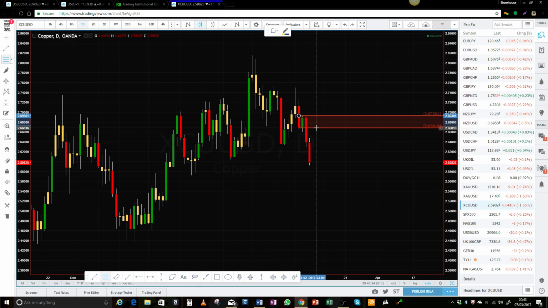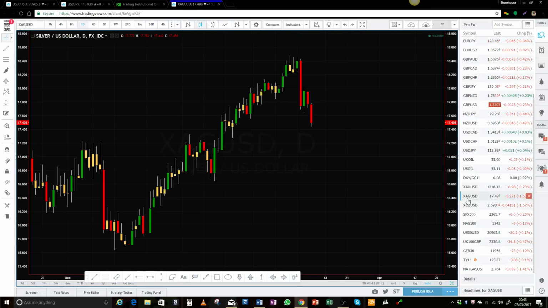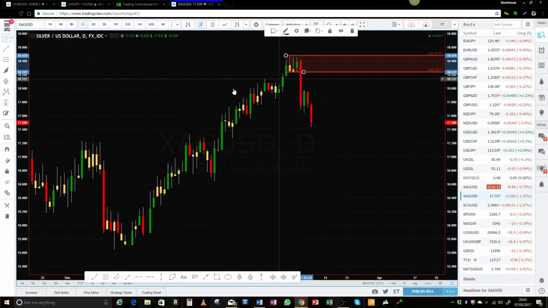We have a supply zone created over the last couple of days, and we have demand down in here. So this is the day trader's world for copper. I'm not interested in this one because we've already had a pullback to it, so it's not fresh, but these are the fresh levels that we will look at. In silver, again, silver is forming a level. For me, this isn't fully formed yet. I prefer the one above, so that one.